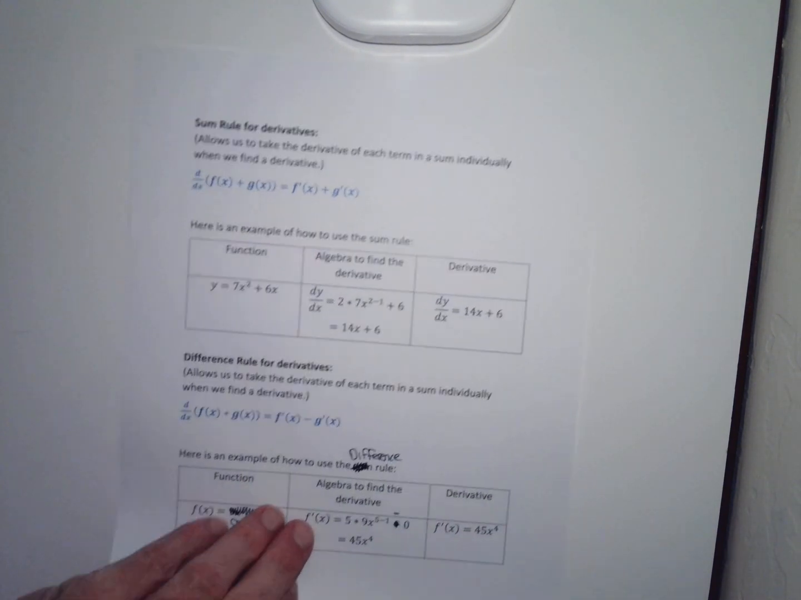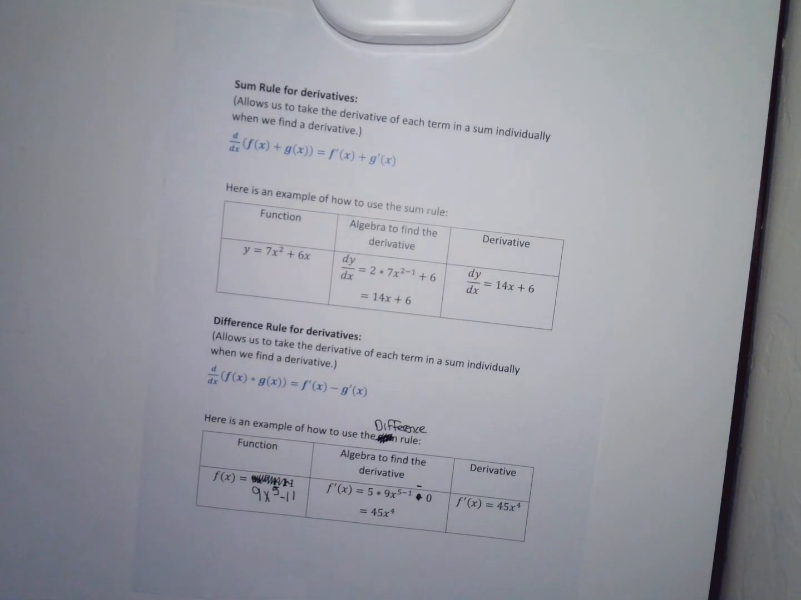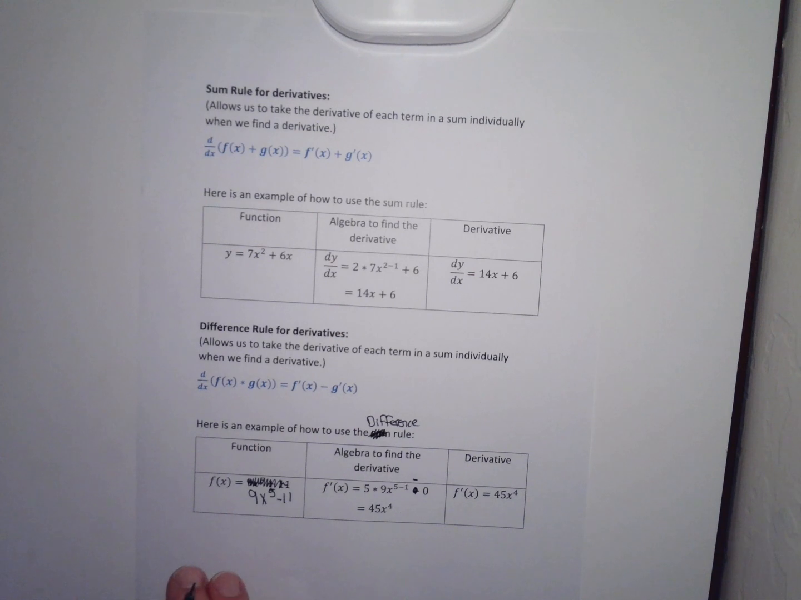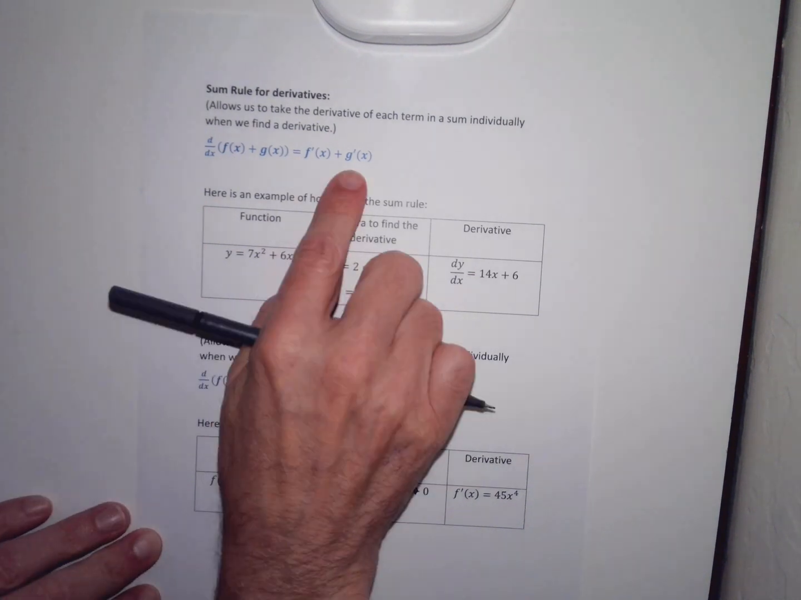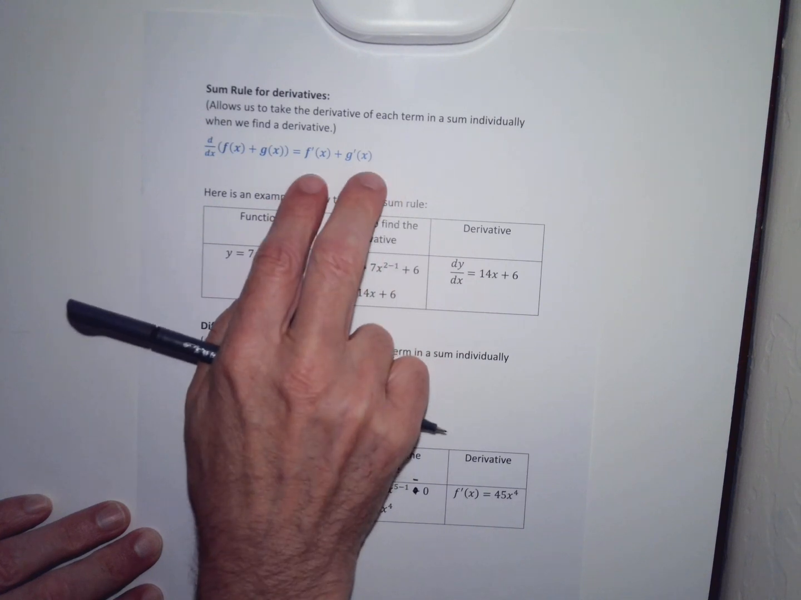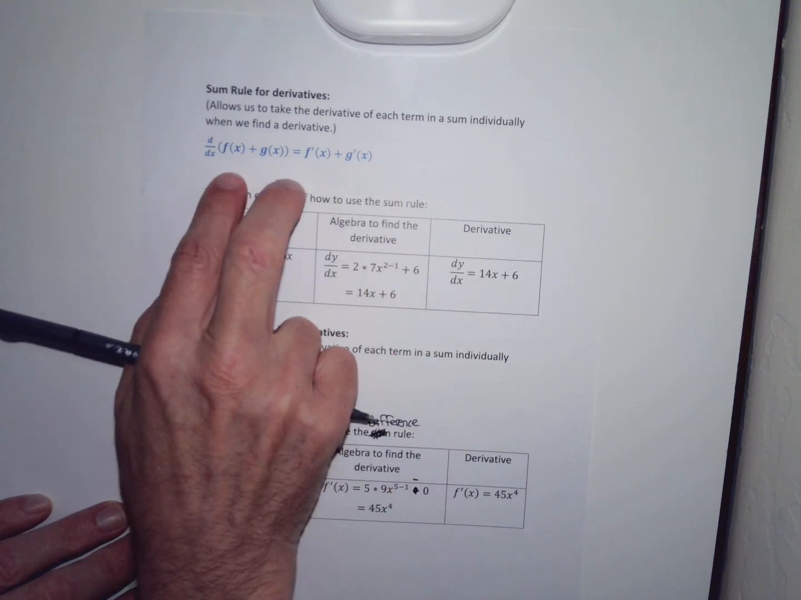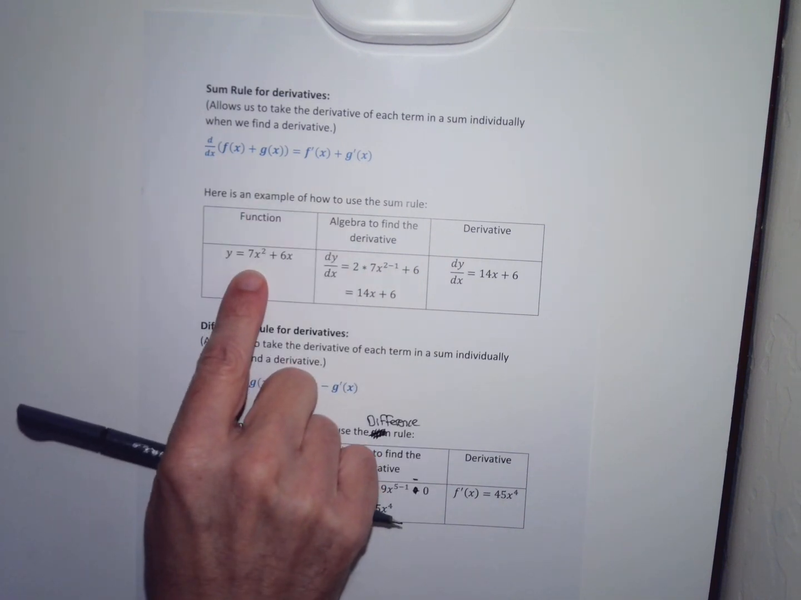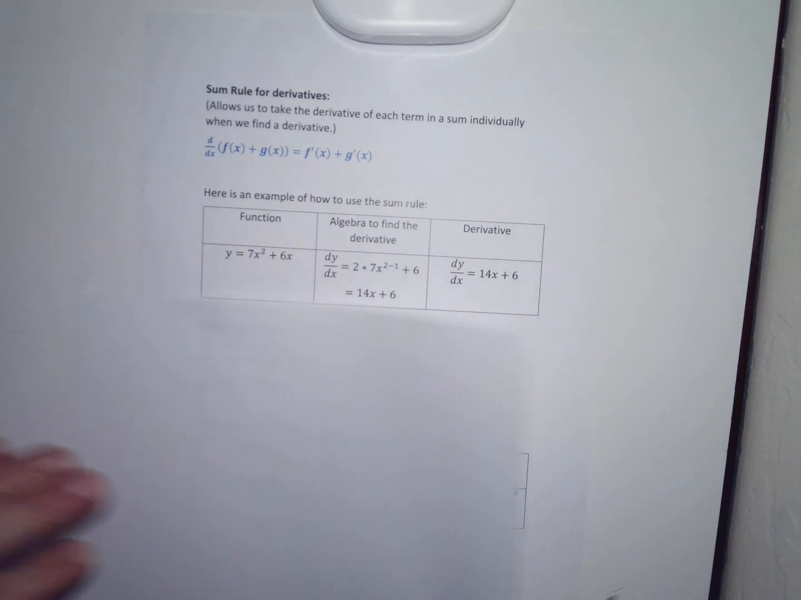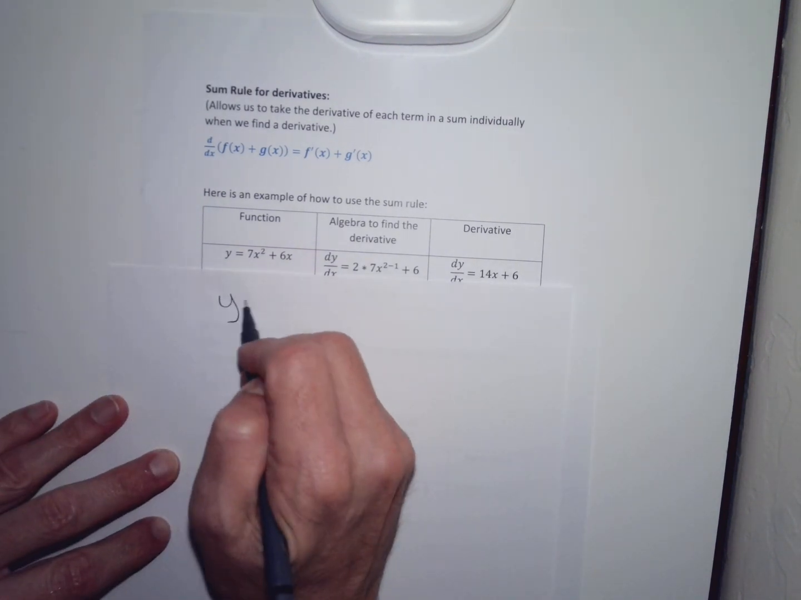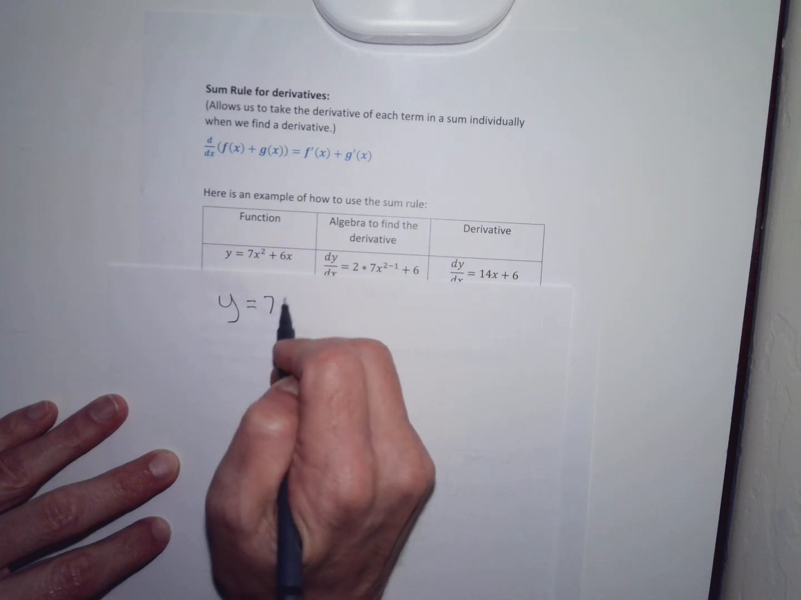When we're asked to find the derivative of an expression or a function that has a sum, I just take the derivative of each term independently. That's what this rule says here. If there's a sum of terms and I'm asked to find the derivative, I do the derivative of each term separately. So if I'm asked to find the derivative of 7x squared plus 6, I just find the derivative of 7x squared, and I find the derivative of 6, and I keep the plus sign between.